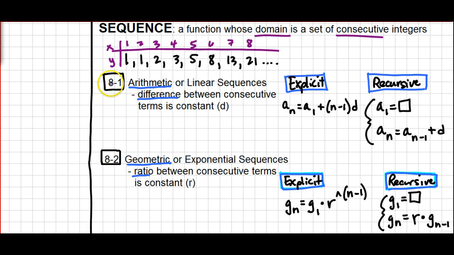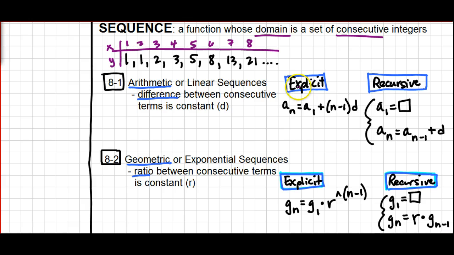Arithmetic sequences are the focus in lesson 8.1, and they have a constant difference between the terms, meaning you're adding to get from one term to the next. So if you subtract the terms from each other, there's going to be a constant difference between them. Geometric sequences have a constant ratio between them, which means you're multiplying to get from one term to the next.